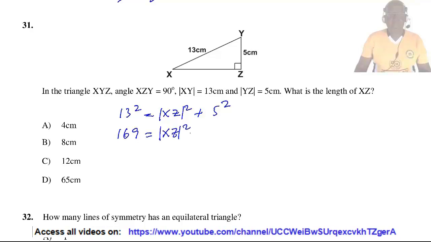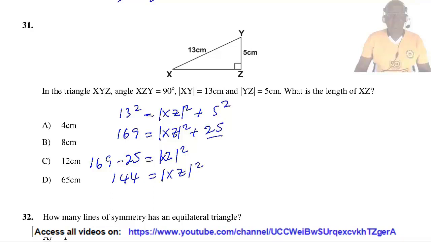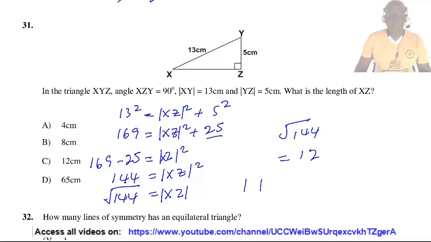8Z squared plus 5 squared is 25. So magnitude of SZ squared is going to be equal to 169 minus 25, which equals 144. So magnitude of SZ squared equals 144, and therefore SZ magnitude is going to be equal to square root of 144. Square root of 144 equals 12. So magnitude of SZ equals 12. So the answer is C.